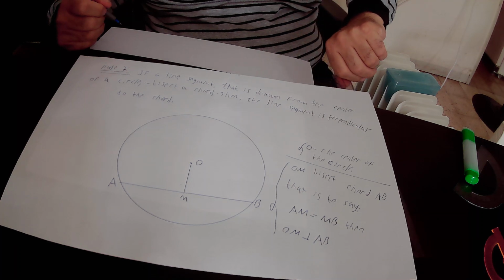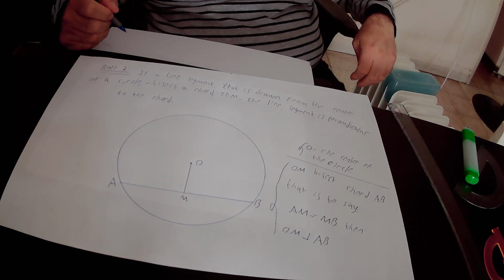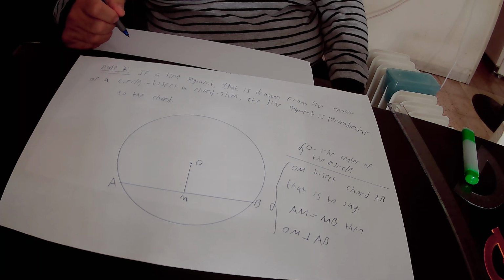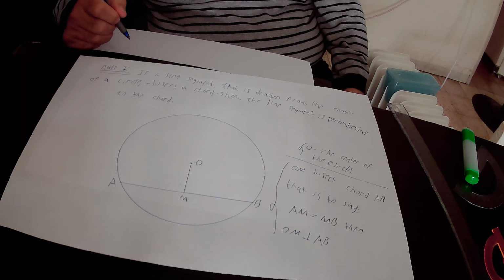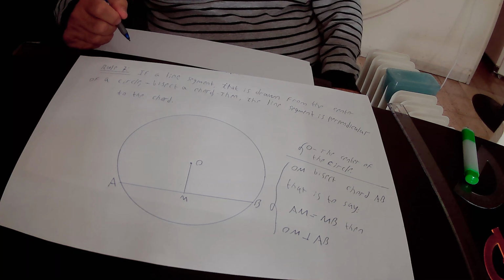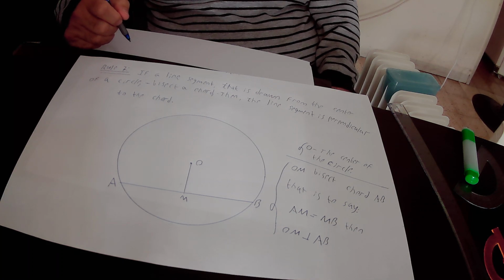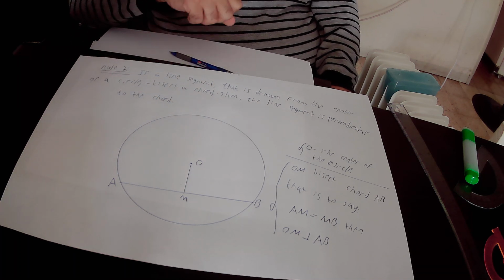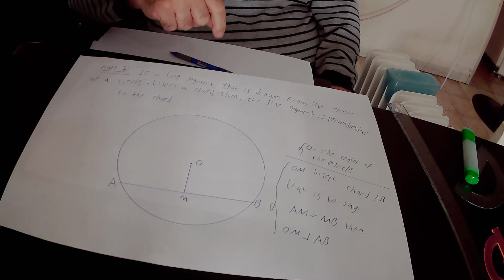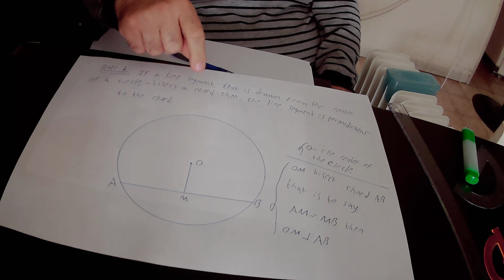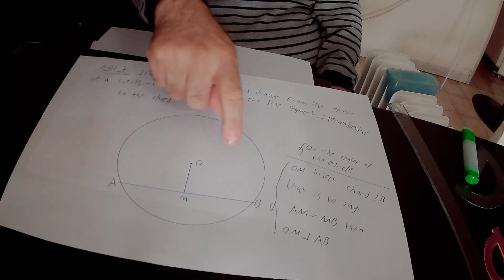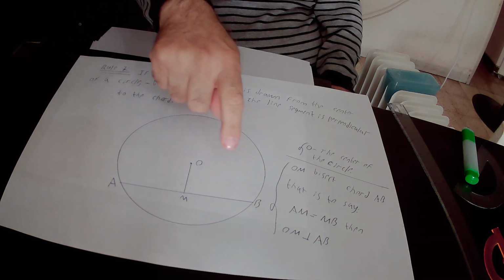According to rule number 7, if a line segment that is drawn from the center of a circle bisects the chord, then the line segment is also perpendicular to the chord. The center of this circle is here at point O. From the center of this circle, that is to say from point O, we draw line segment OM that bisects chord AB. That is to say AM equals MB.